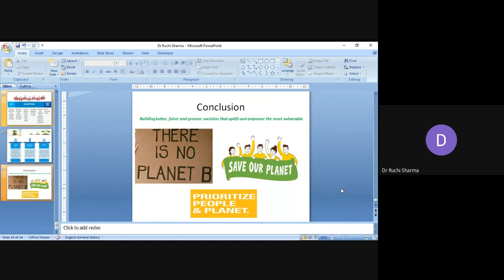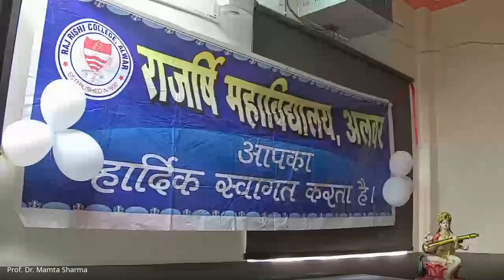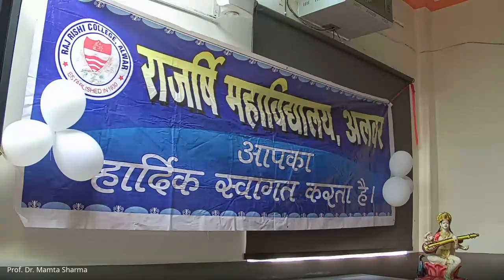To conclude, I will say that in order to build better, fairer, and greener societies that uplift and empower the most vulnerable, we need to prioritize people and planet. We need to save our planet as there is no planet B. It is our duty to protect our planet and to maintain the climate in a greener and healthy way.